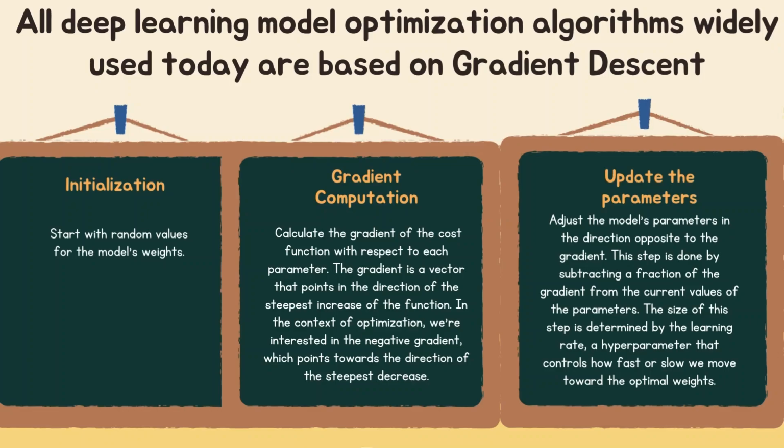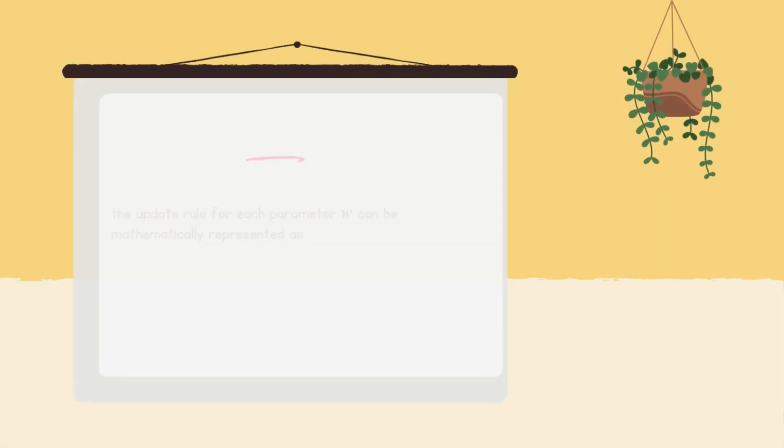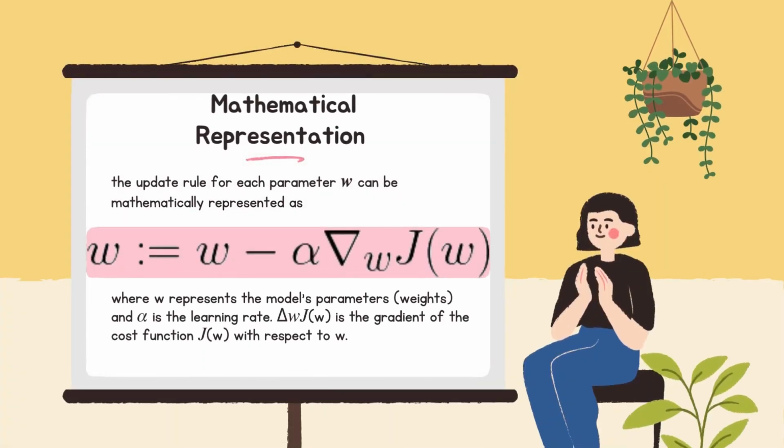The size of the step is determined by the learning rate, and the learning rate is the hyperparameter that controls how fast our algorithm has to move, how fast or slow we move towards the optimal weight. Optimal weight means global minimum.